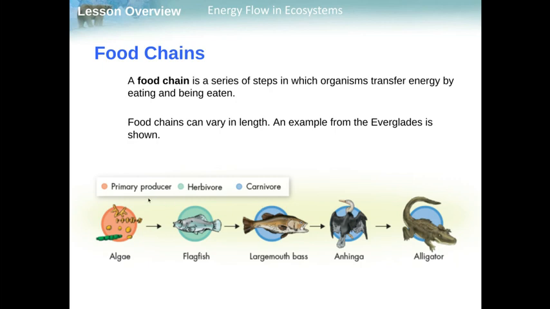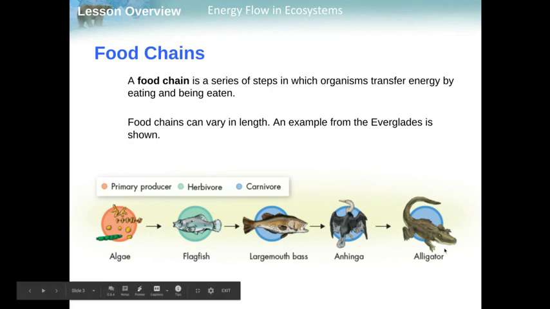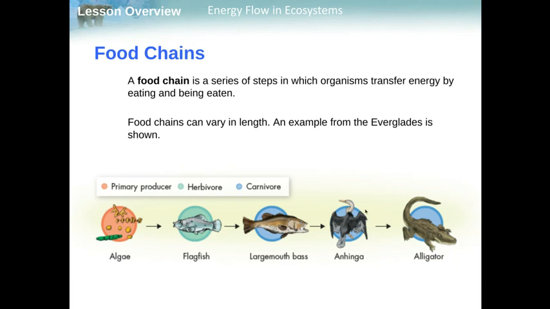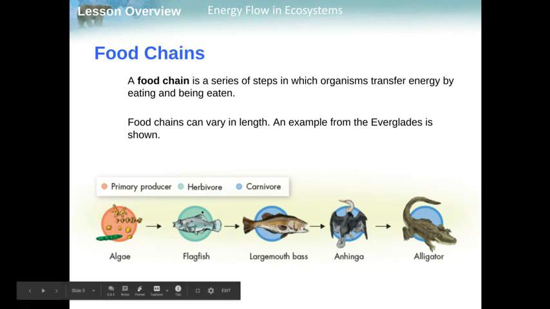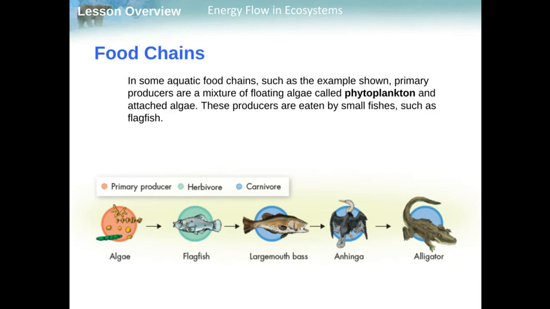So this example right here is from the Florida Everglades. Okay, we would find one similar to right here without the alligator. We could find that here in Sumter County. You go to any pond, you'll see storks and gray herons and cranes that will eat the larger fish, that eat the smaller fish, that eat the algae that are in the pond.